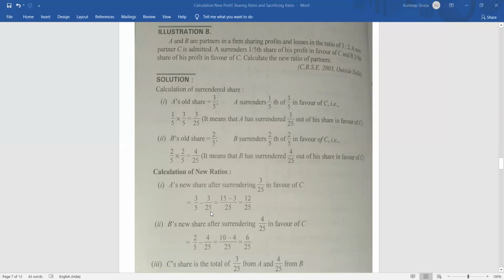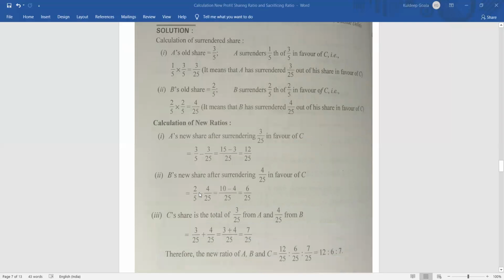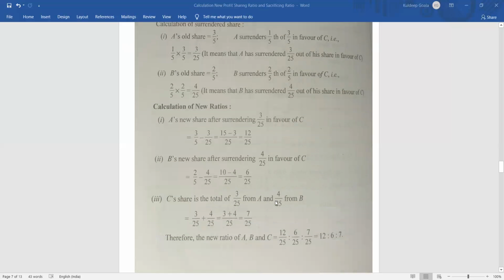Now for finding the new ratio, what will it be? Old ratio minus sacrifice. So how much is A sacrificing? 3 by 25. The old ratio was 3 by 5. So after subtracting, it comes to 12 by 25. So A's new share is 12 by 25. In case of B, the old share was 2 by 5 and the sacrifice is 4 by 25. So ultimately the new share is 6 by 25. In case of C, the old share was nil. What is happening in the new ratio for C? C is getting 3 by 25 from A and 4 by 25 from B. So the total comes to 7 by 25. C's share is 7 by 25. So the new ratio will be 12:6:7.